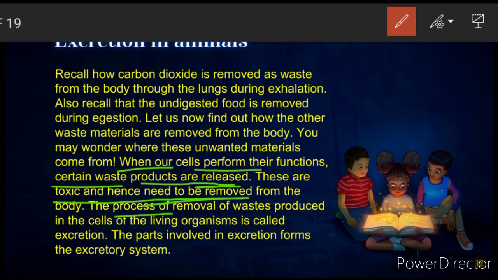From the body, the process of removal of waste produced in the cells of the living organisms is called excretion. और इसी प्रोसेस को बोला जाता है बच्चा लोग excretion. ओके, दिस प्रोसेस इज ओनली नोन एज योर एक्सक्रीशन.